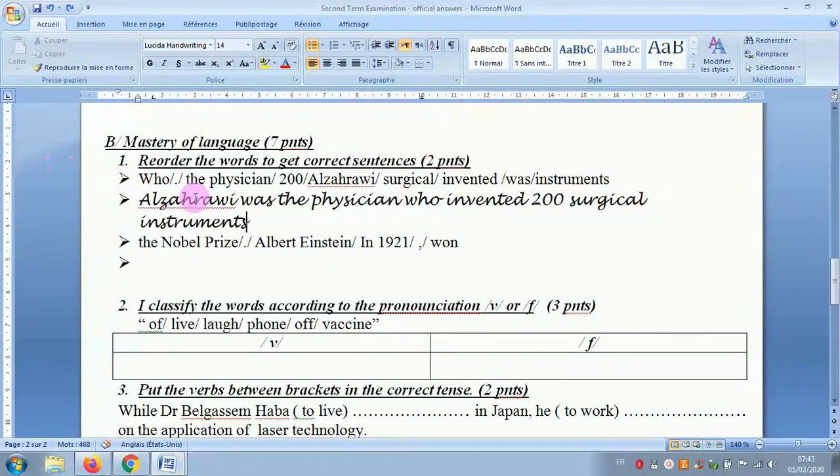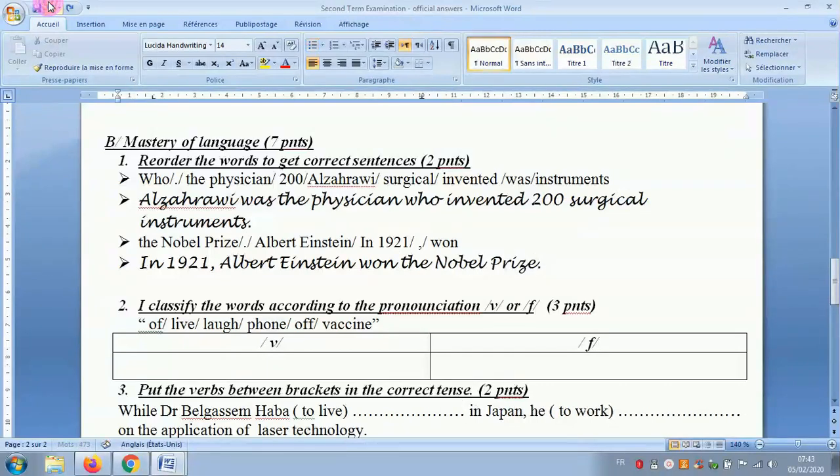The Nobel Prize, full stop, Albert Einstein in 1921 كما won. So in 1921 with capital I, Albert Einstein, proper name ديما نكتبوه ماجيسكول, won, verb, the Nobel Prize. مادام عنا time marker ما تصلحش الاخرى خاطر هي تبدا بماجيسكول. So pay attention to that.